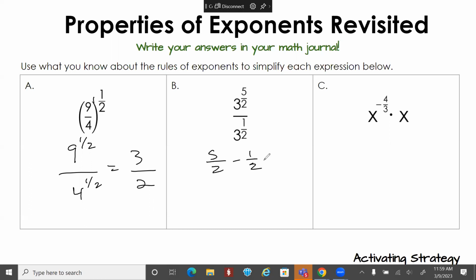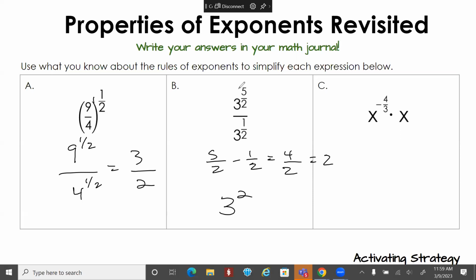Y'all struggle with fractions, so let's go through this really quick. So the denominators are the same. That means I'm gonna subtract the tops. 5 minus 1 is gonna give me 4. And 4 divided by 2 is 2. So this is gonna be 3 to the 2nd power.